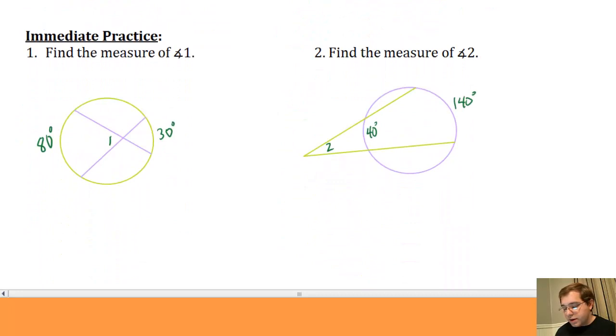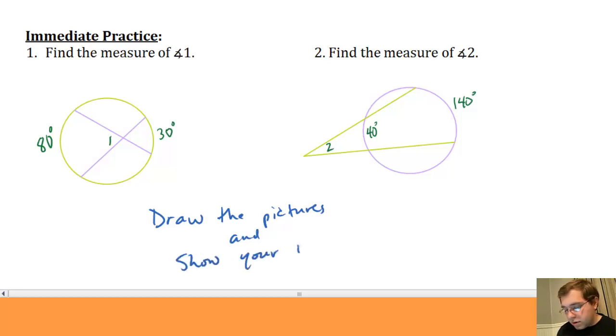So here are your immediate practice problems. Find the measure of angle 1 in problem number 1. Find the measure of angle 2 in problem number 2. Make sure, for both of these, that you draw the pictures and show your work, or you will not receive full credit. That is the end of section 9.6.